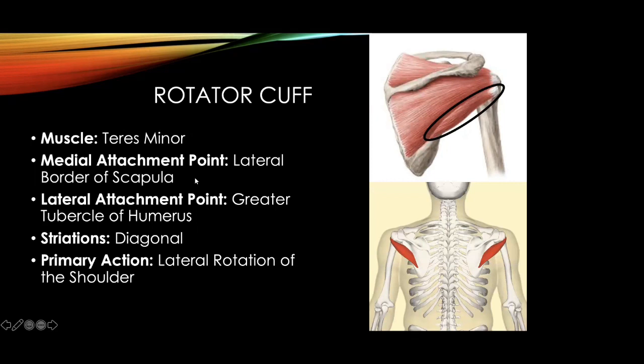The next muscle of the rotator cuff is the teres minor. The medial attachment point of this muscle is the lateral border of the scapula, and the lateral attachment point is the greater tubercle of the humerus. The striation of this muscle is also diagonal, and the primary action of this muscle would be lateral rotation of the shoulder joint as well.